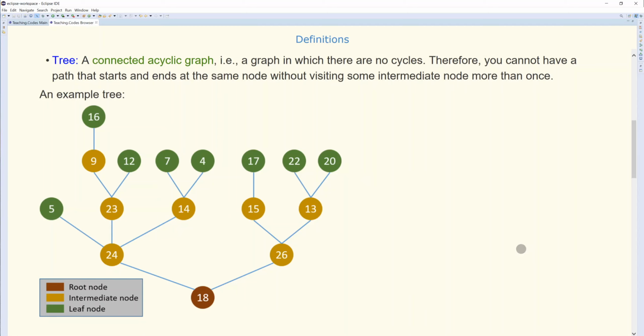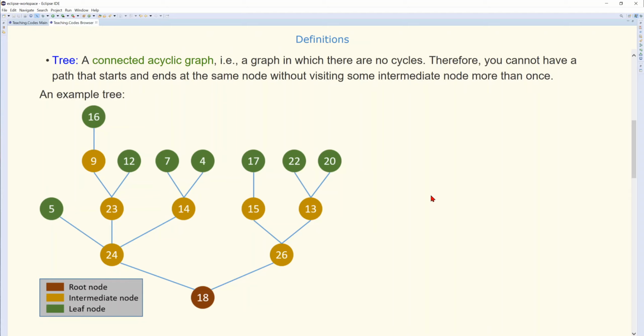Now, this also looks very similar to the real trees we see in our daily lives. Here, the node in brown, 18, is the root of the tree, and the nodes in green are the leaves of the tree, and the nodes in yellow are the intermediate nodes. Okay, so again, this is the root, and the green ones are the leaves.